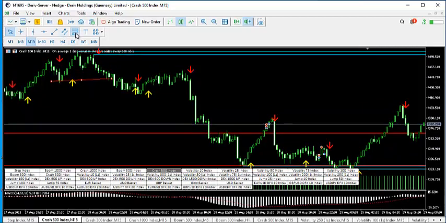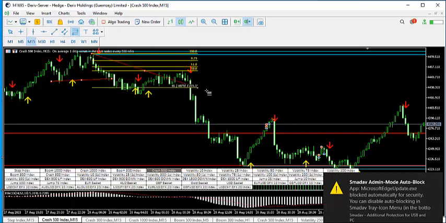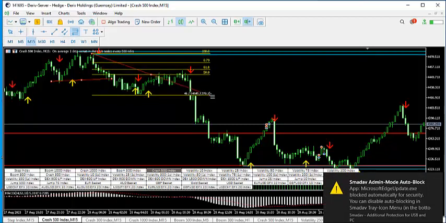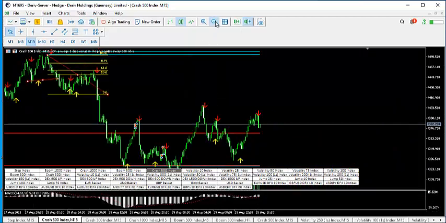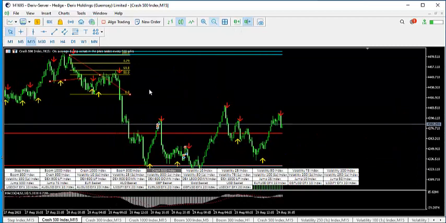Okay, look at what we have here. This is very sweet, guys. We have a signal over here telling us to sell. What happened? Price sold massively, the market sold massively.